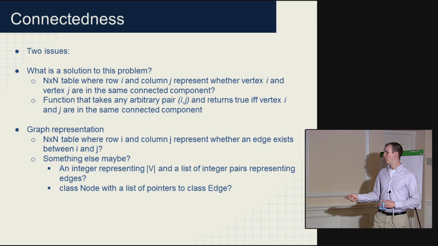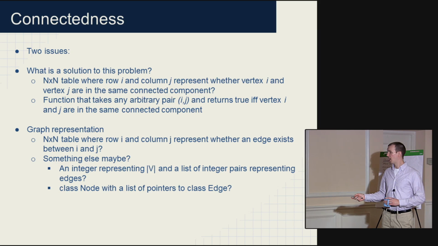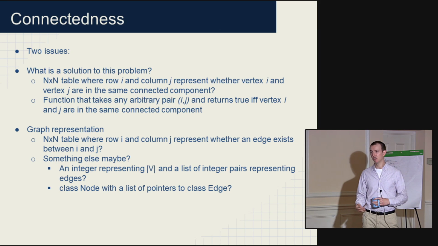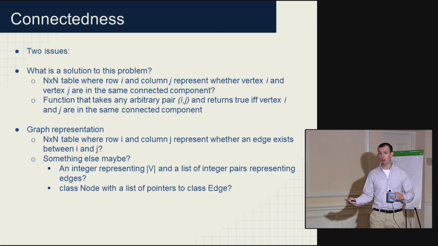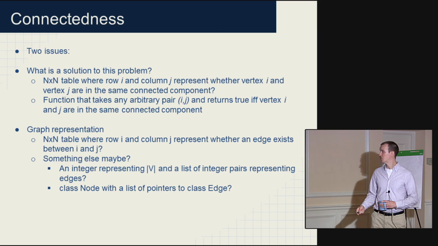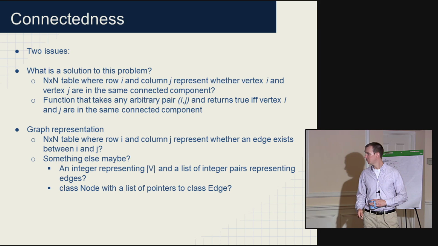You could represent it in some other way, maybe an integer representing the size of the vertex set, and then a list of integer pairs representing edges. So you just say that every vertex is going to be represented by some index. If there are 50 vertices, then you could talk about the edge between vertex 23 and 33. That would be just one of the pairs that you would list in this edge list representation.